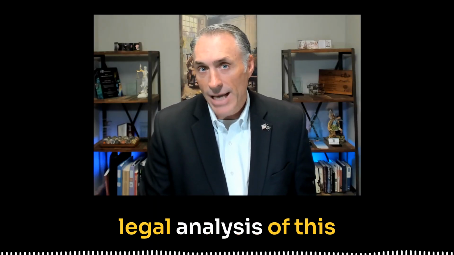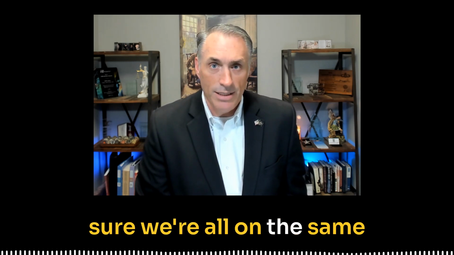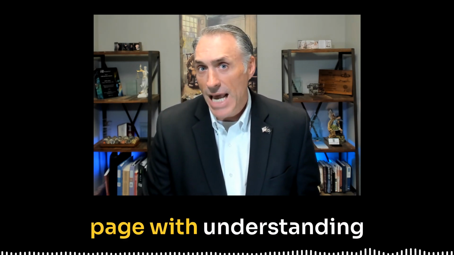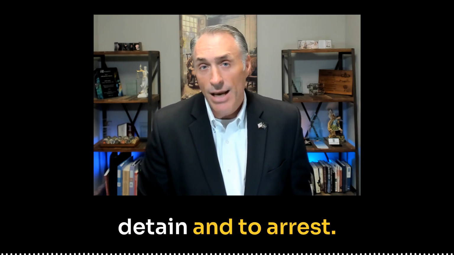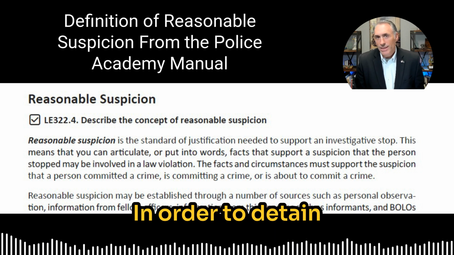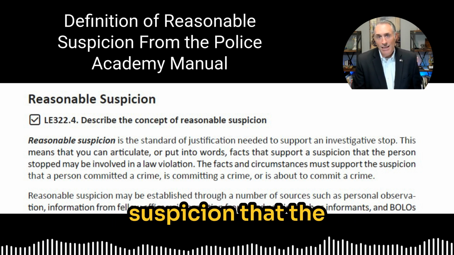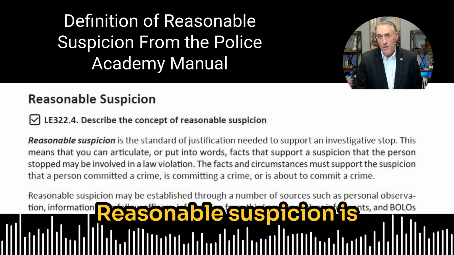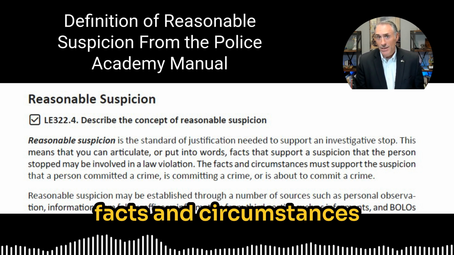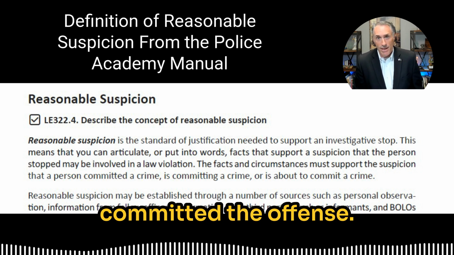Before we get into the legal analysis of this particular case, let's make sure we're all on the same page with understanding the legal authority of a police officer to detain and to arrest. In order to detain someone, a police officer must have reasonable suspicion that the person has committed a violation of the law. Reasonable suspicion is facts and circumstances within the officer's knowledge to believe that a person committed the offense.